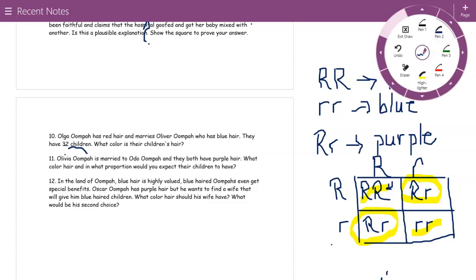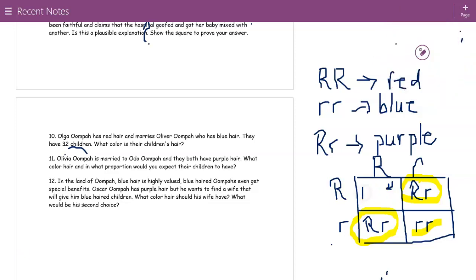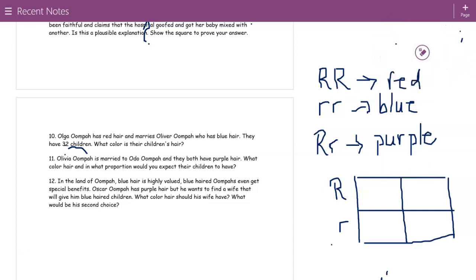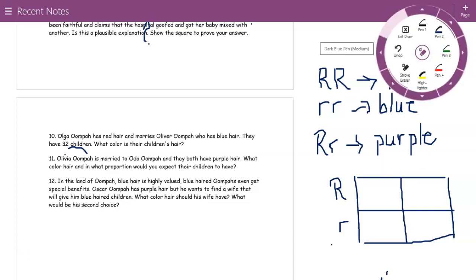Cool. Last one. In the land of Oompa, blue hair is highly valued. Blue-haired Oompas even get special benefits. What? That's garbage. Okay, Oscar Oompa has purple hair, but he wants to find a wife that will give him blue-haired children. What color hair should his wife have? What would be his second choice? Okay, we're going to play matchmaker real quick. So, Oscar has purple hair. Oscar is heterozygous.